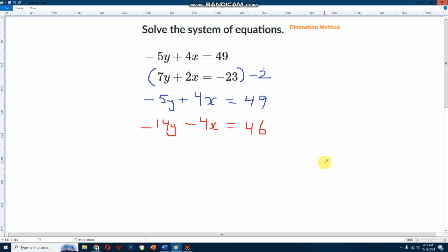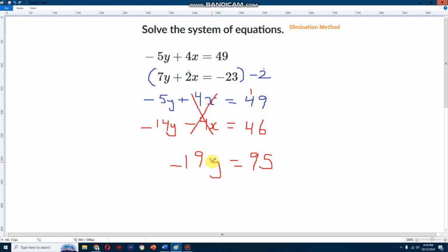Let's do some algebra here. Positive 4x, negative 4x cancels out, which means minus 5 minus 14 becomes minus 19y. That's good. And of course 49 plus 46 becomes 9 plus 6 is 15. 1 and 4 is 5 and 4, 9. Alright, so let's see if this works out.